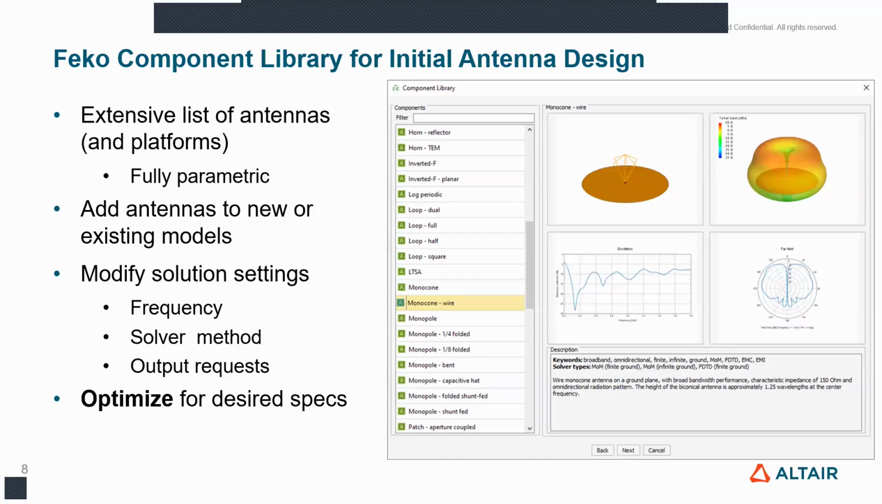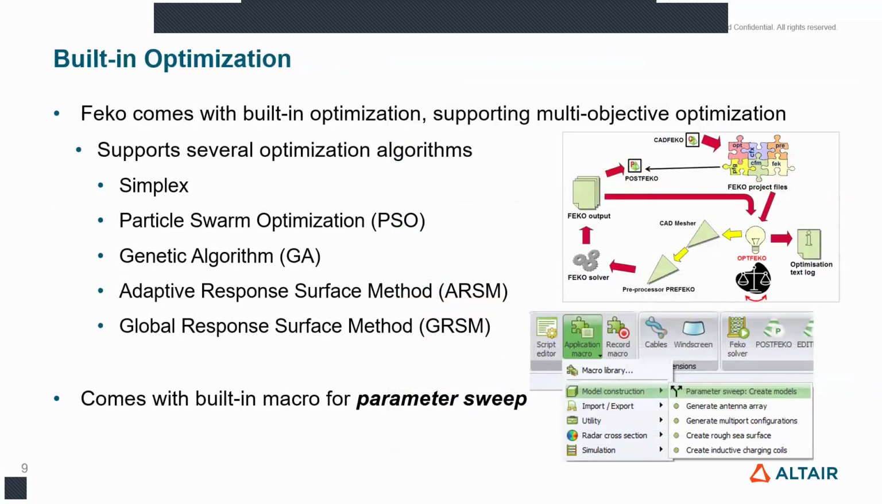Okay? And once you select a design and add it to your existing project, you can modify different aspects of the design as well, including frequency or the dimensions, the solution method that can be used, the output quantities of interest. And if the base design is not meeting the desired specifications straight away, then you can also fine tune it by doing optimization. And optimization is built into the software suite. Okay?